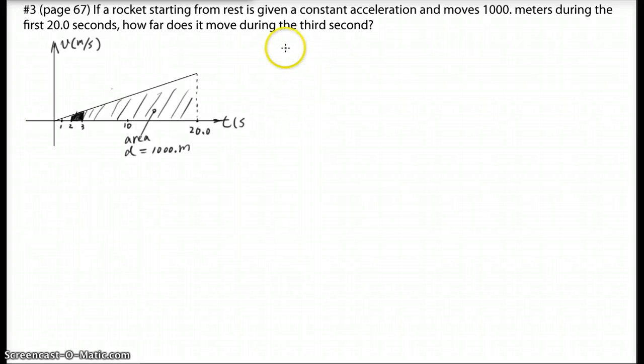Okay, this is question number 3 on page 66. If a rocket starting from rest is given constant acceleration and moves 1,000 meters during the first 20 seconds, how far does it move during the third second?